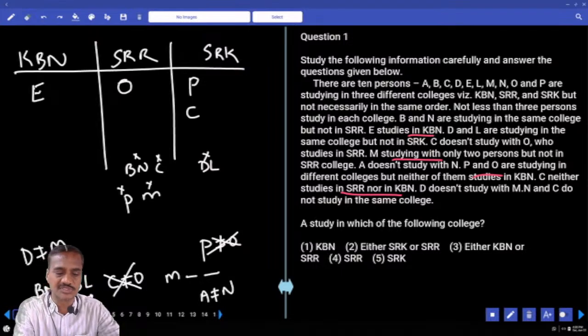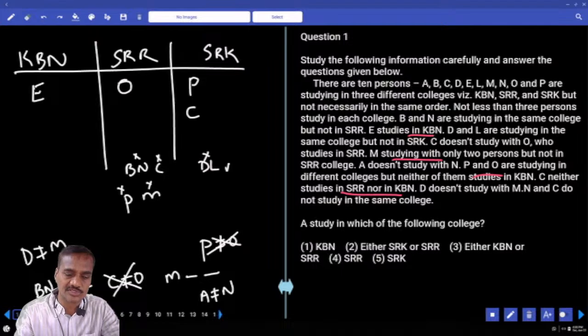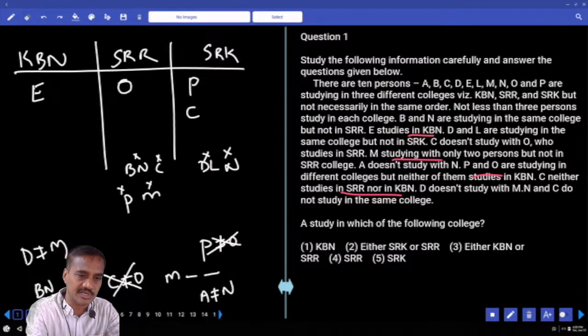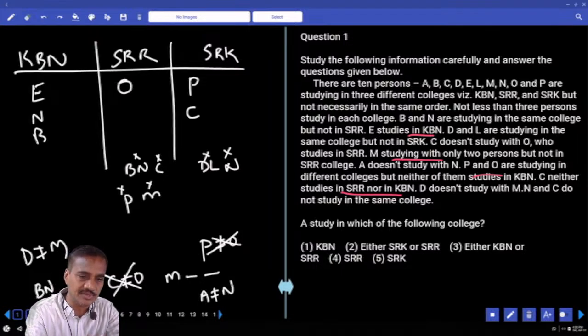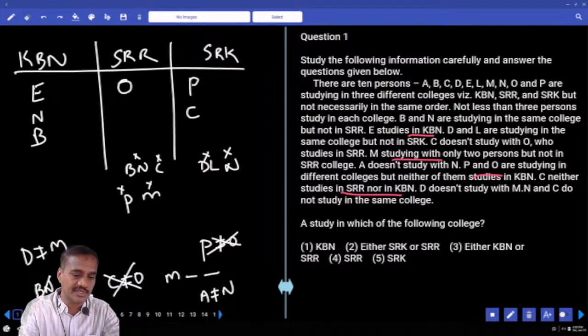N and C do not study in the same college. N cannot be here, so N must be here. If N is here, N is studying along with whom? B. Clear? Now the B and N information is done. Then next one, coming back to this one.